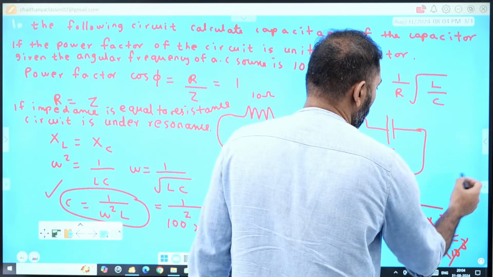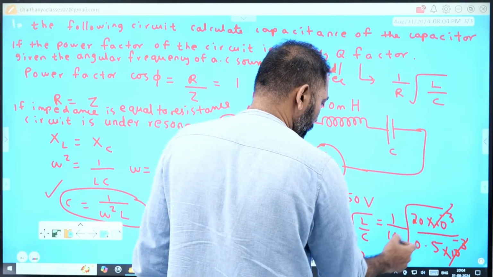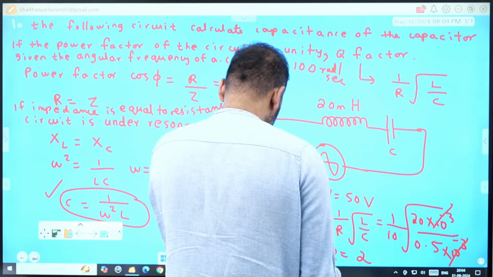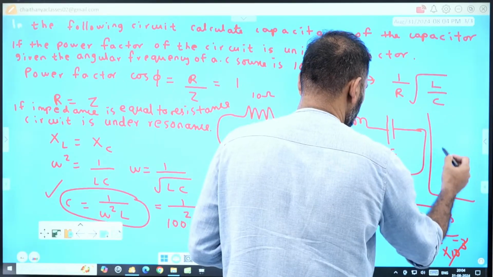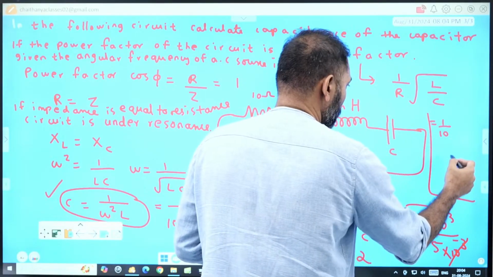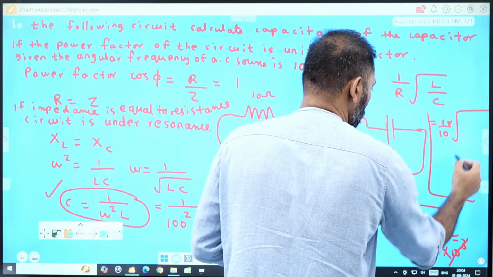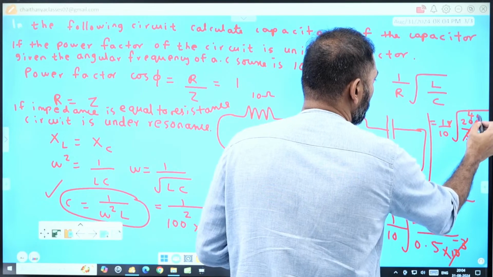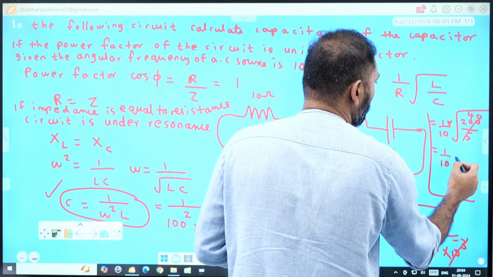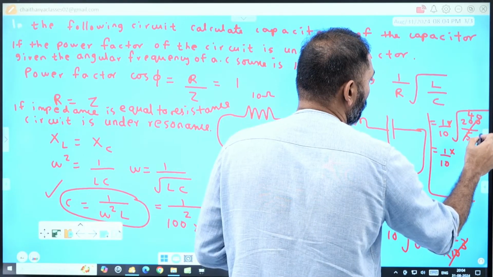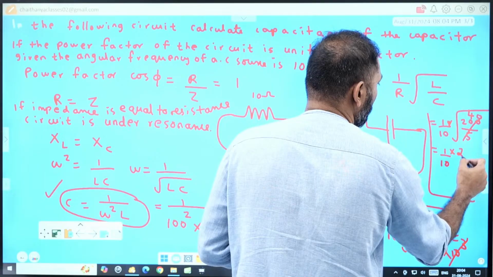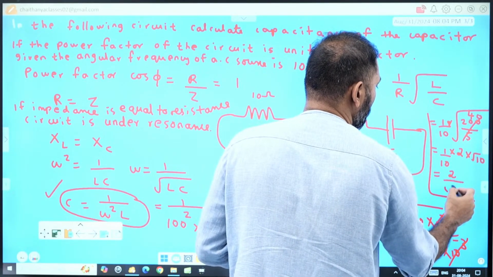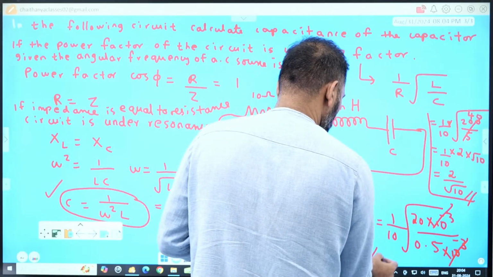20 by 0.5 means 200. No. 1 by 10 into... There is not enough space here. Let me write here. 1 by 10 into root of 200 by 5, that is 40. So 1 by 10 into root 40, that is root 4 into root 10. So 1 by 2 into root 10. So the answer is 2 by root 10.